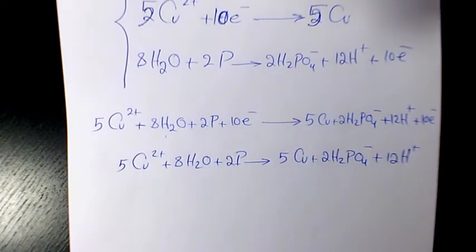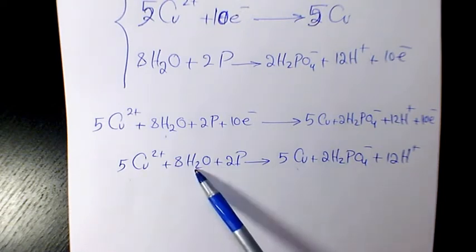And let's check if it is balanced now. 5 copper, that's good. Hydrogen, 8 times 2, 16.